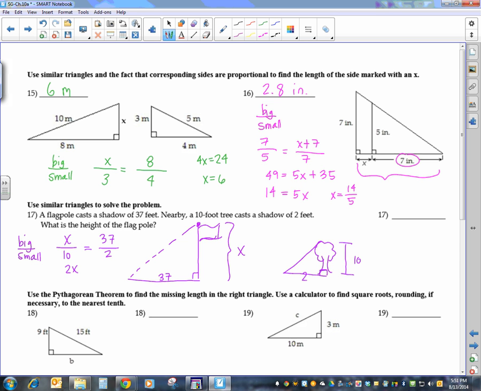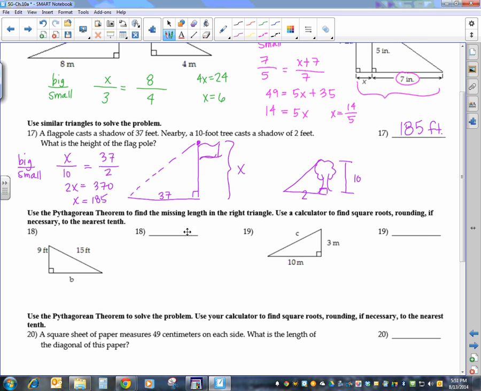So 2x equals 370. We cross multiply, and x equals 185 feet. So we put in my answer blank, 185 feet. All right, we're almost done. Hang in there.